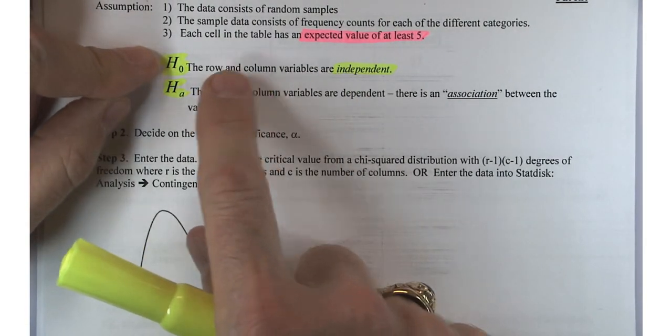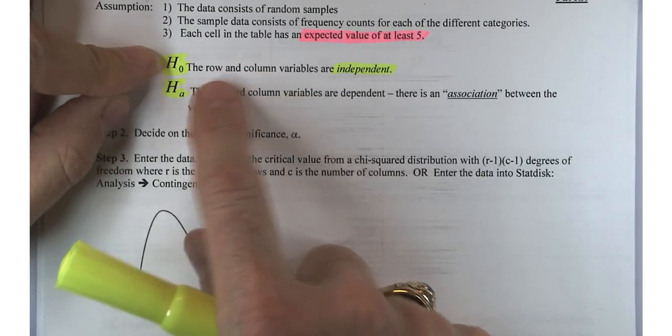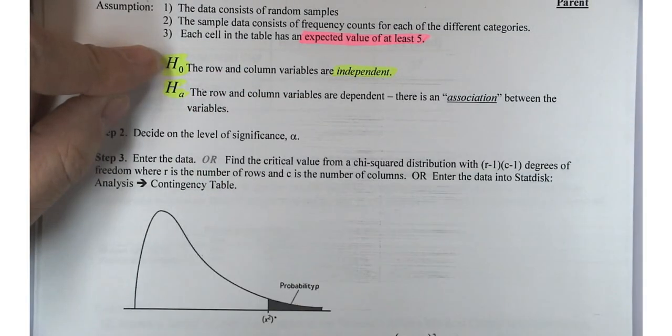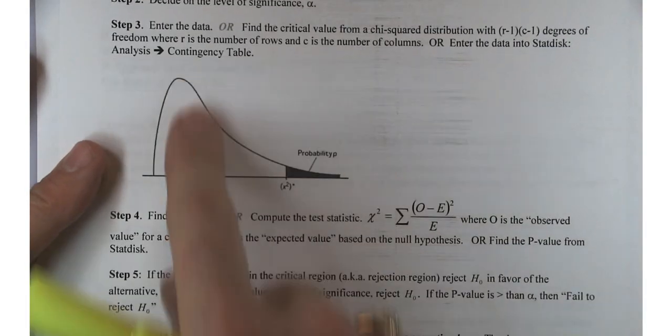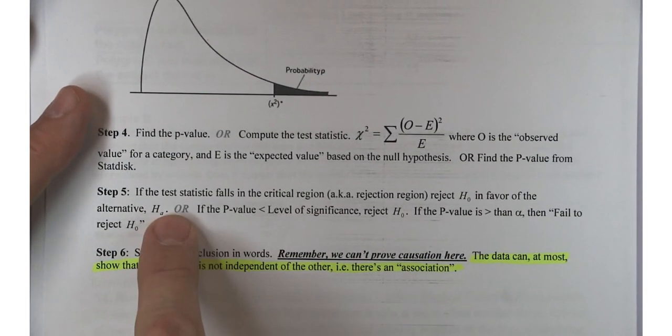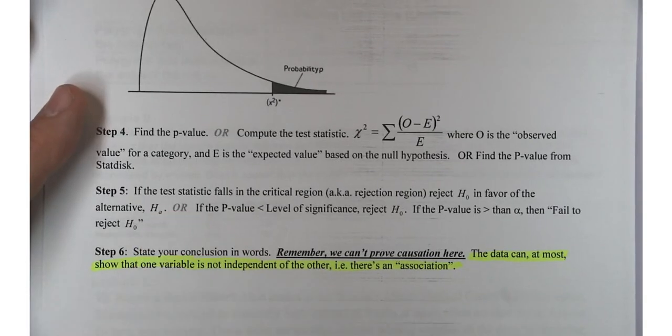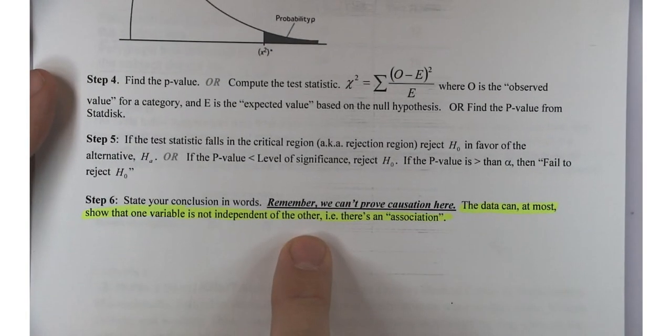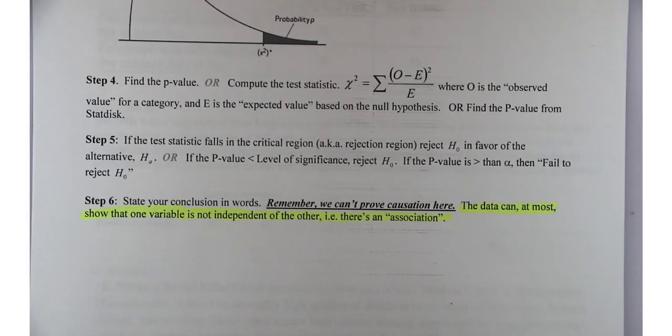I want some actual things here pertaining to your problem. I don't want just this generic stuff. But the rest of it: find a p-value, input your data, fail to reject or reject H0. When it comes down to the very bottom, you have to state your conclusion in words. And I'm trying to draw your attention to something here in step 6.